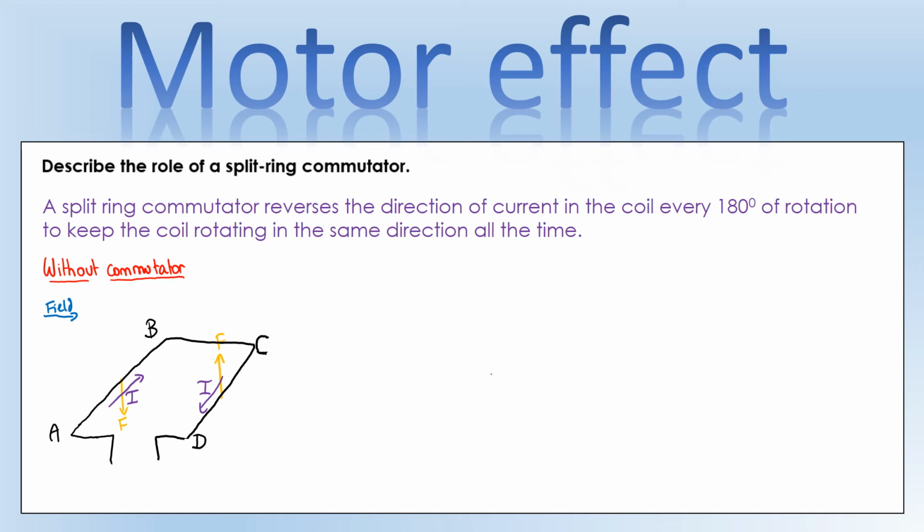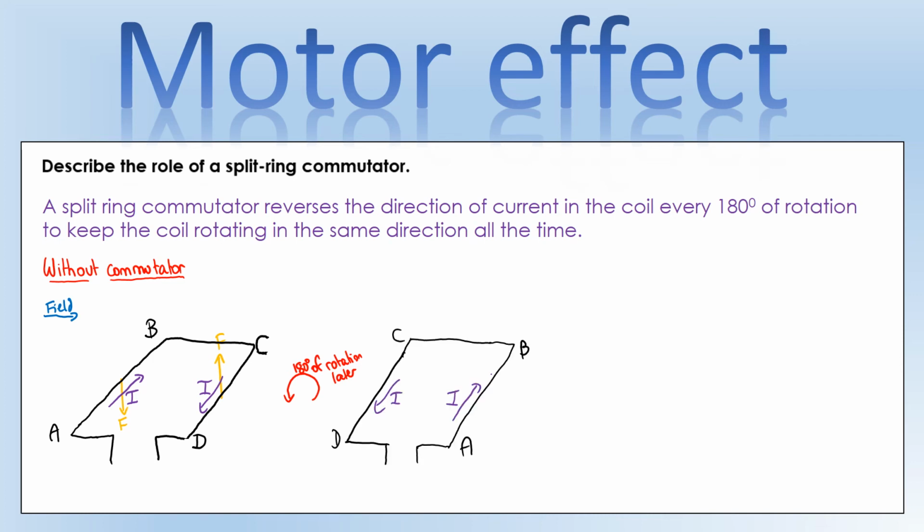All good so far. Let's see what happens when it rotates 180 degrees in the anti-clockwise direction. Now our coil is going to look like this, because essentially B and C will have swapped places, and A and D will have swapped places. But we haven't changed the direction that current is flowing in our circuit. So it's still going from A to B and C to D.